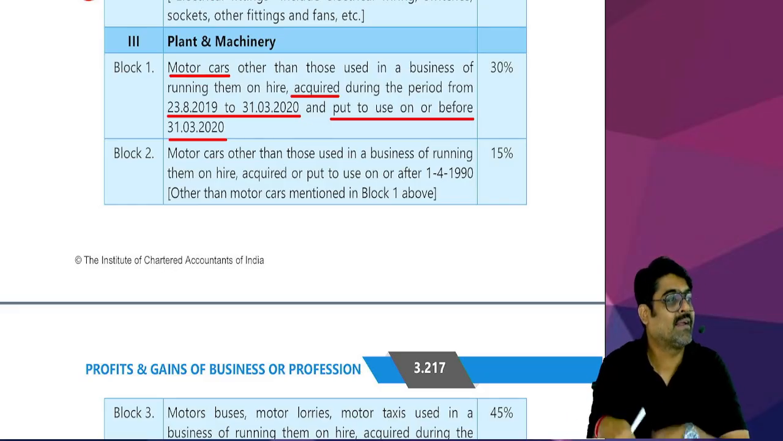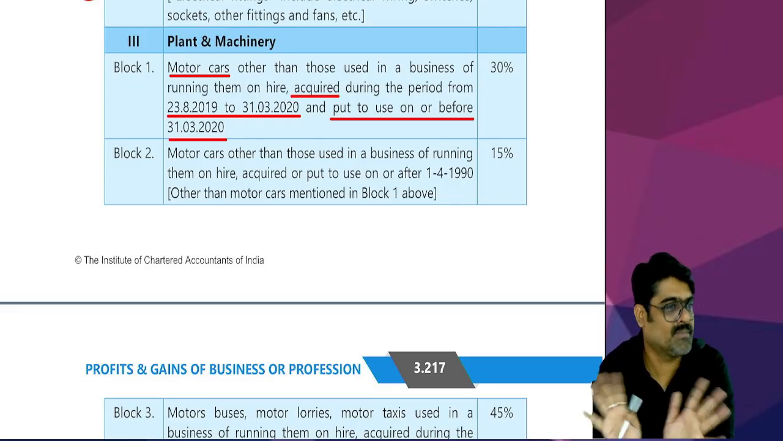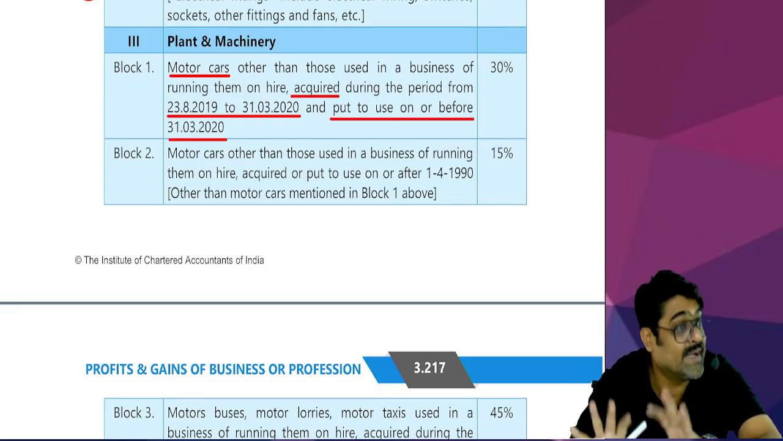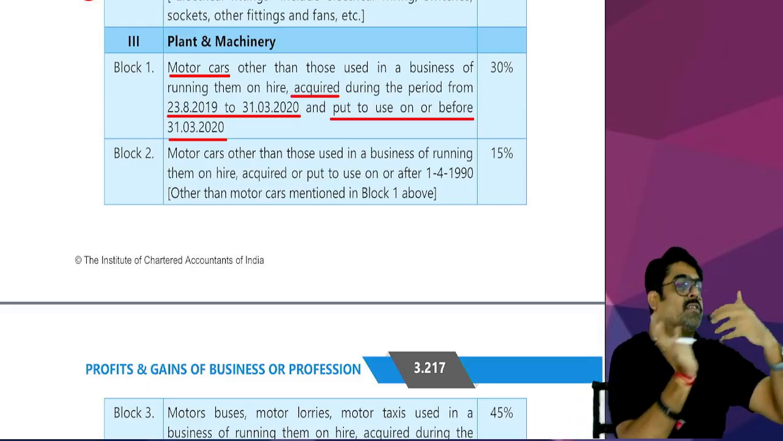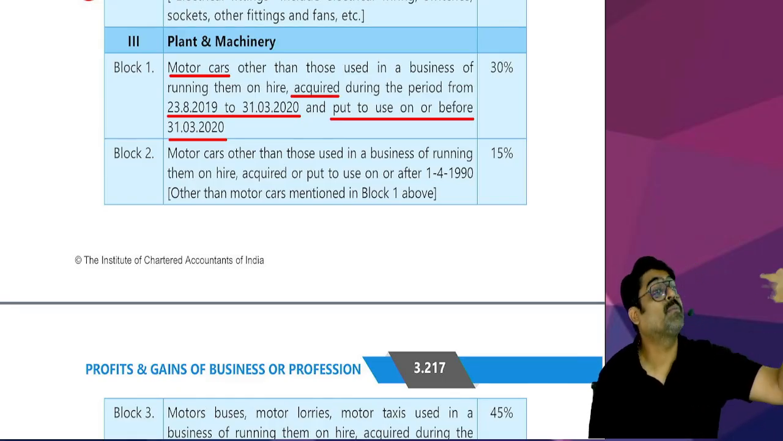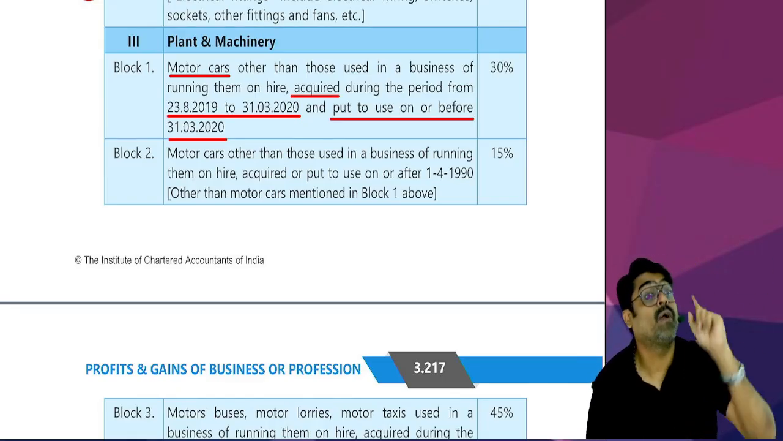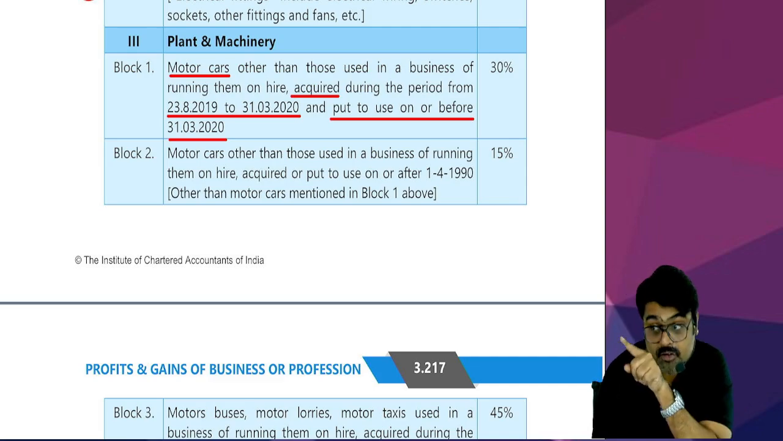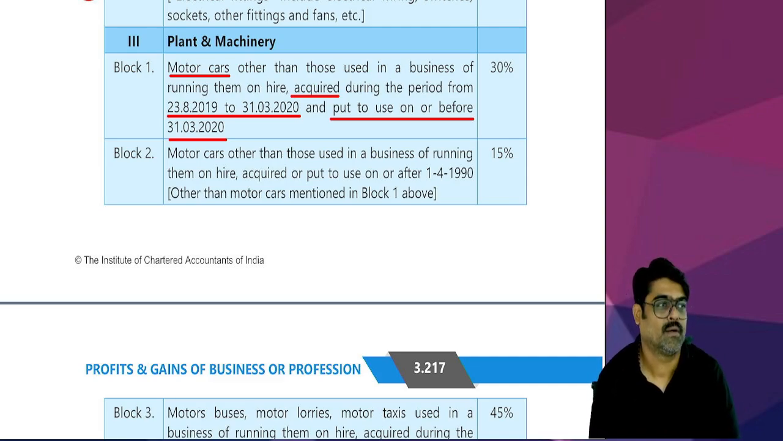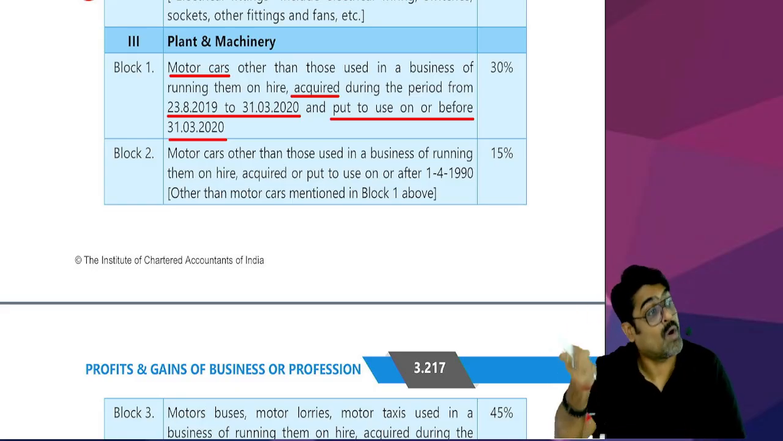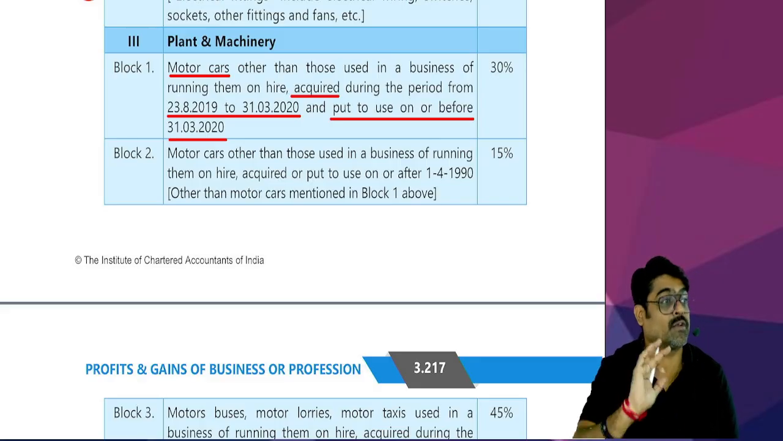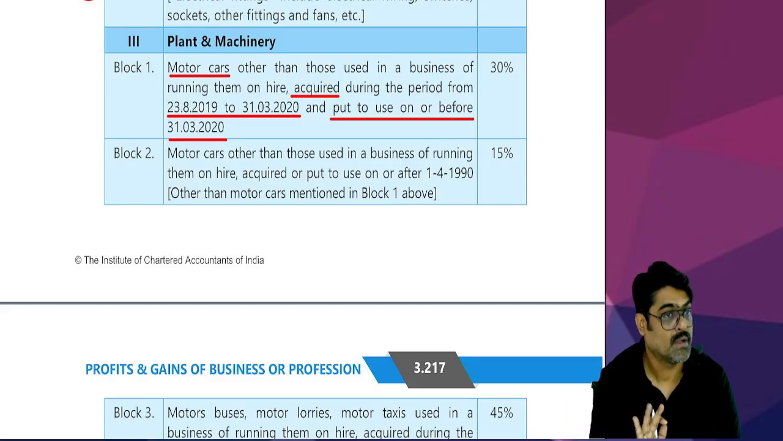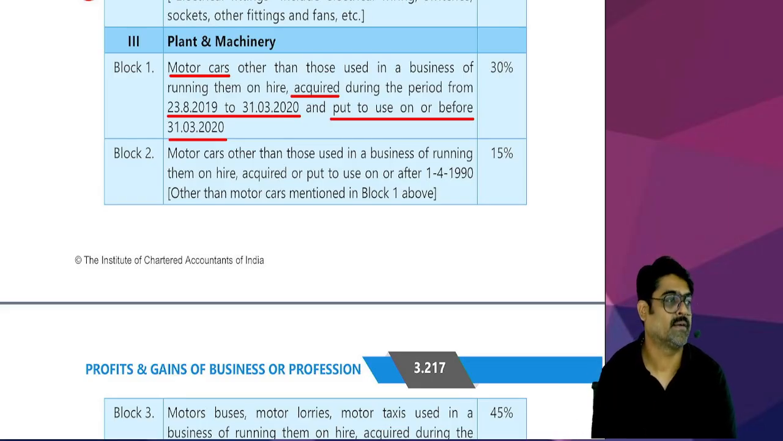Meaning, cab company, transportation company, your business is not to give the motor cars on rent or hire. Your business is some other business. Now in that other business, if you are buying the motor car, when did you buy it? Between this period. And you have to put to use that motor car on or before 31st March 2020. Then all such motor cars will go to a separate block having how much rate of depreciation? 30%.